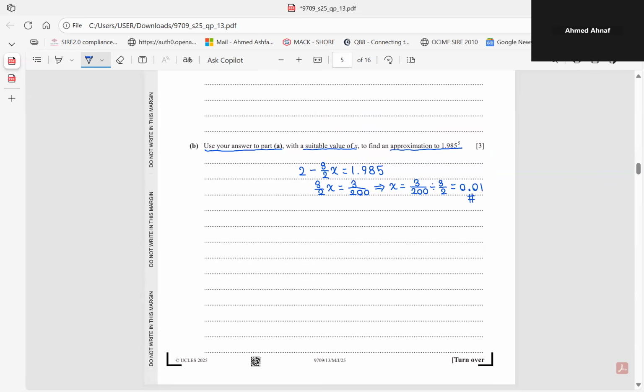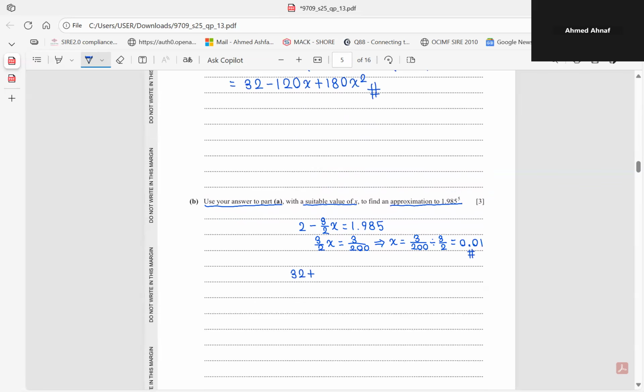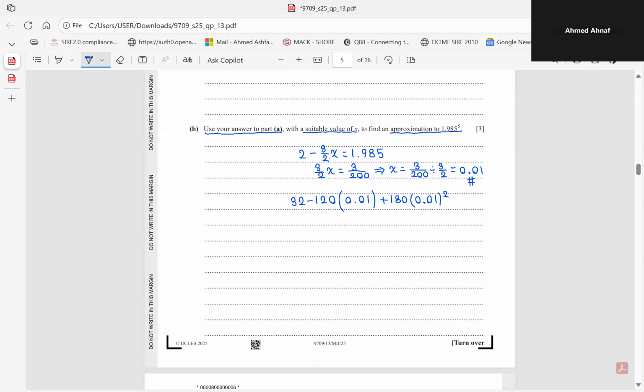So this is the value of x that we're going to substitute into our expansion that we obtained in part A. So 32 plus, oh wait, sorry, minus 120 times 0.01 plus 180 times 0.01 squared. So just type this into your calculator. You would get 30.818. Since this is exact, it's best to leave it as this answer. And you can also leave it to 3 SF as well, which would be 30.8. So these are our final answers for this question.